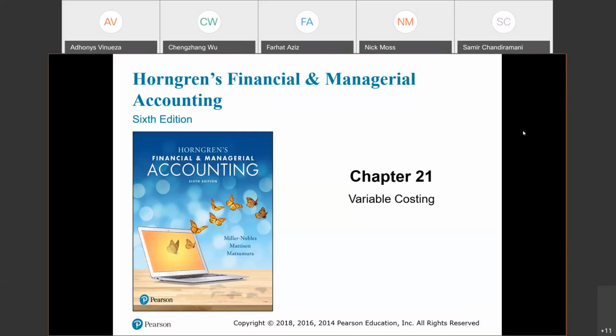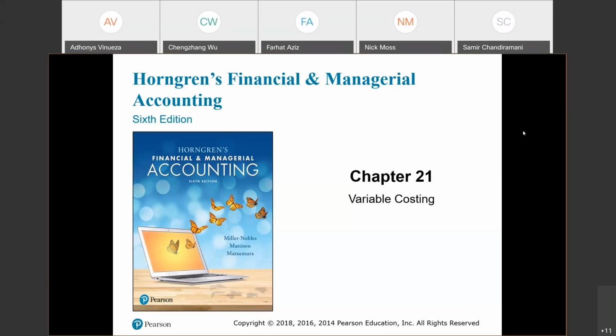Well, in the last chapter, we discussed three types of cost behaviors. They are variable cost, fixed cost, and mixed cost, which consists of both variable and fixed. And in the last chapter, we also discussed how to use CVP analysis as a very important and useful business analysis tool. Well, in this chapter, we will focus on one type of costing, that is variable costing.